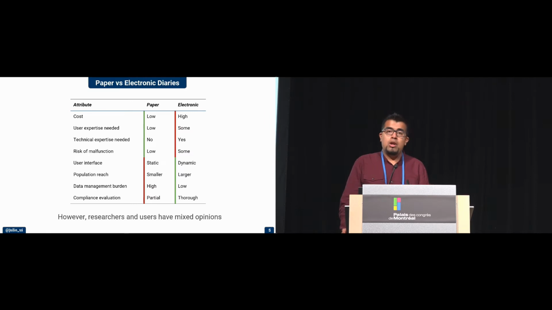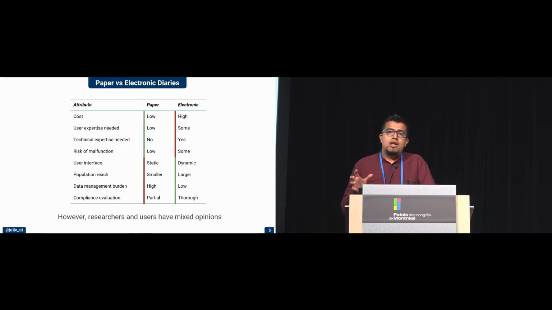And from the literature, we learned that for self-reporting, you can use paper or electronic diaries, but both have pros and cons. So paper diaries are usually low cost. Users don't need much expertise to answer them. Researchers don't need much expertise to deploy them or create them. And there is a low risk of malfunction. In contrast, electronic diaries can have a dynamic user interface. It's easier to reach a wider population with them, and they have a lower data management burden in terms of entry, encoding, and analysis of data. And it's also easier to thoroughly evaluate compliance with them.